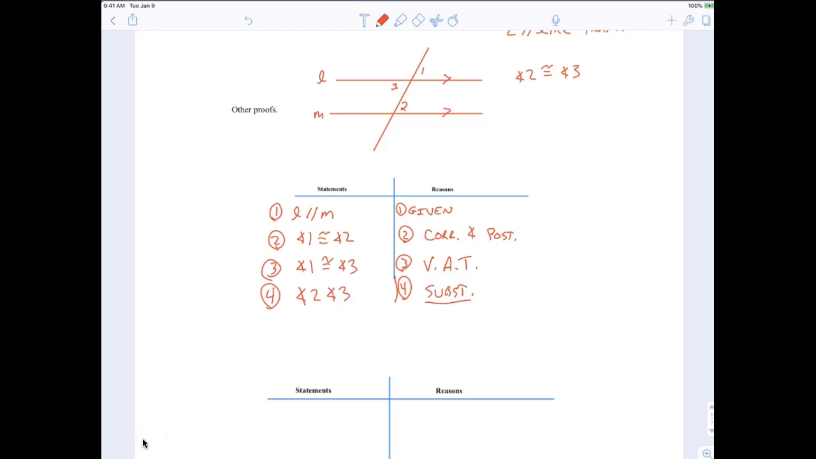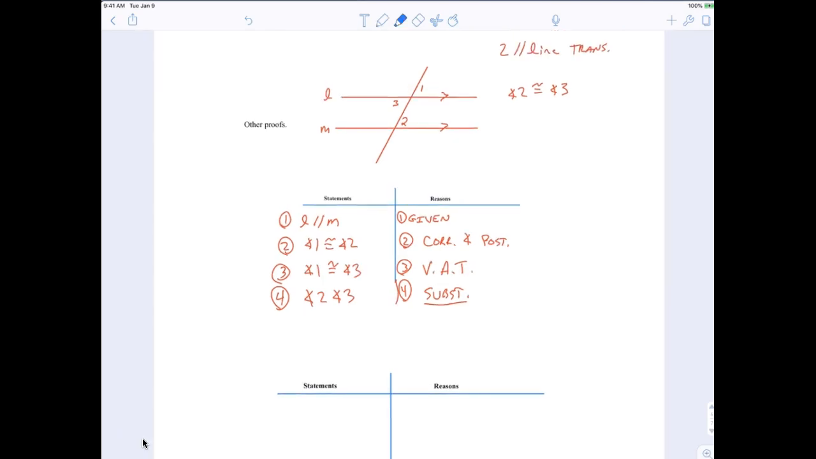Does everybody agree with that? All right, now look, I'm just trying to make sure you understand me. We did not know for certain that 2 was congruent to 3. Now, we've proven that every single time you have two parallel lines cut by a transversal, the alternate interior angles are what? They are congruent.